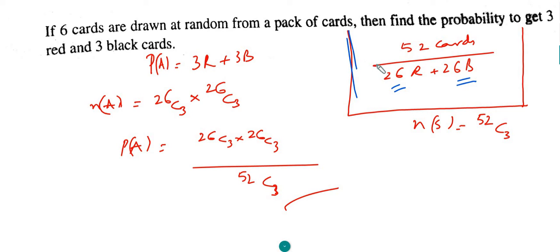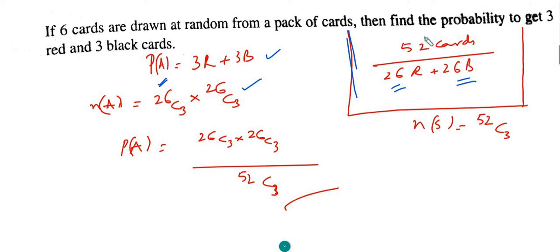Now, 6 cards are drawn randomly from this bag containing 52 cards, that contains 26 red and 26 black. So the probability should be that 3 red and 3 black cards come. Okay, what is the probability? Now what are the favorable events? From 26 cards, how many ways can we pick 3? 26C3. And similarly for black, also 26C3. This is the favorable count.